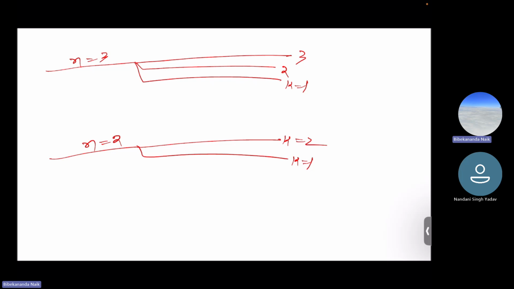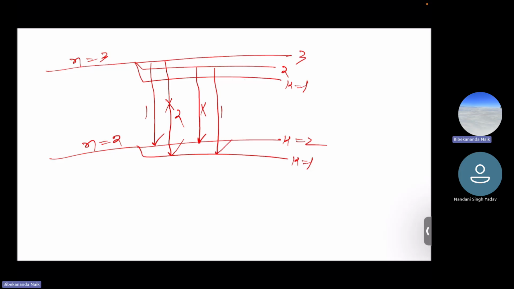So now let's discuss the transitions. From 3 to 2 the transition is possible, but from 3 to 1 the transition is not allowed, because for 3 to 1 the delta k will be 2. Here delta k is 3 minus 2, 1. Here it is 2, so it is not allowed. Then 2 to 2 is not possible, because delta k is 0, which is not allowed. But 2 to 1 is possible, which corresponds to delta k is 1.